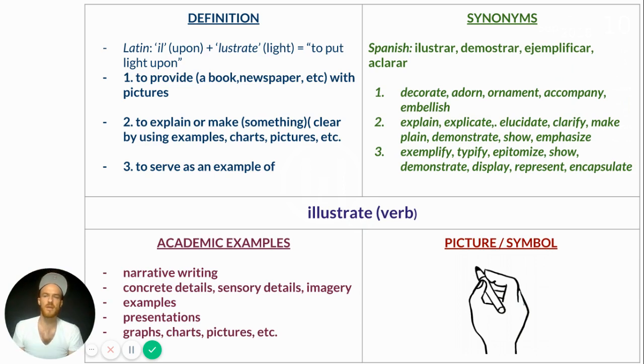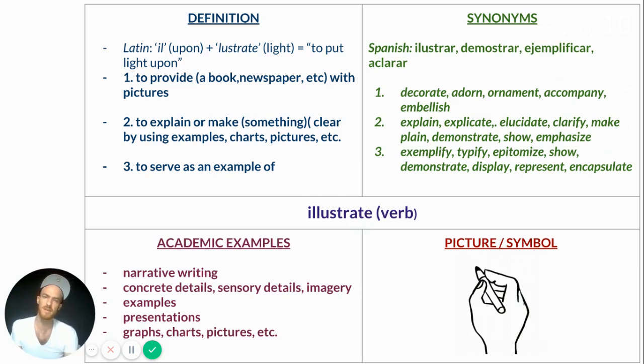Academic examples of when you specifically need to illustrate with your writing in school: narrative writing, like we're doing right now. When you're asked to tell a story, you always want to be illustrating your story using show, don't tell. When things ask for concrete details, sensory details, or imagery, those are almost exactly the same meaning terms for the details that have the show, don't tell principle strongly at work. Examples, presentations, graphs, charts, pictures. Those are different ways that you illustrate things in school.